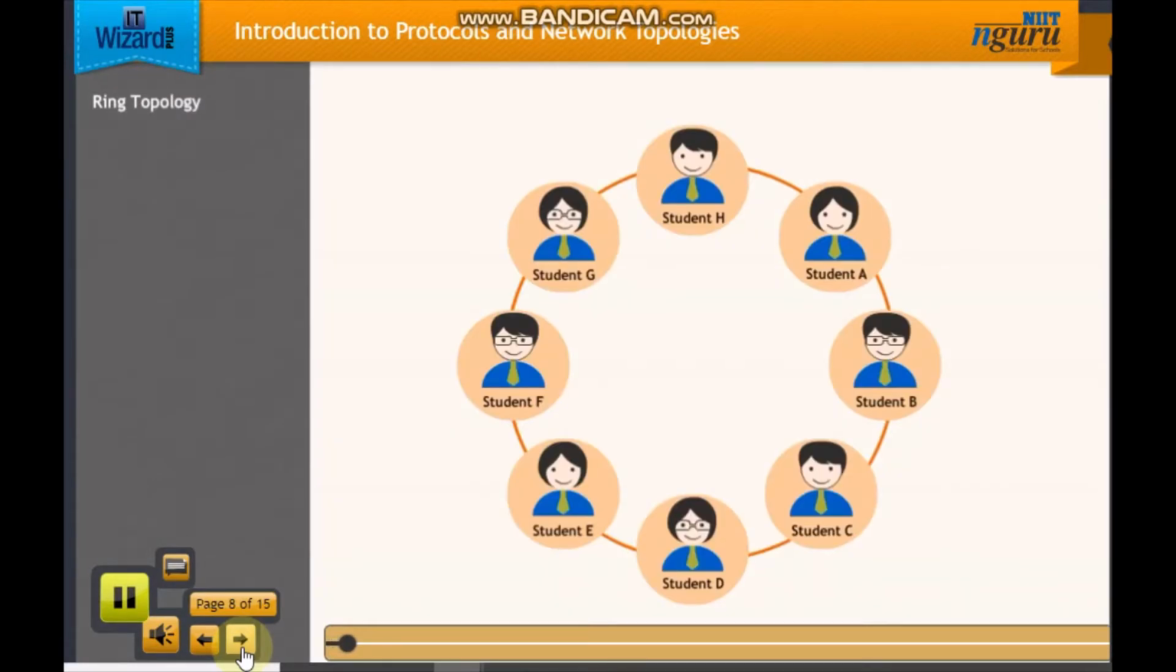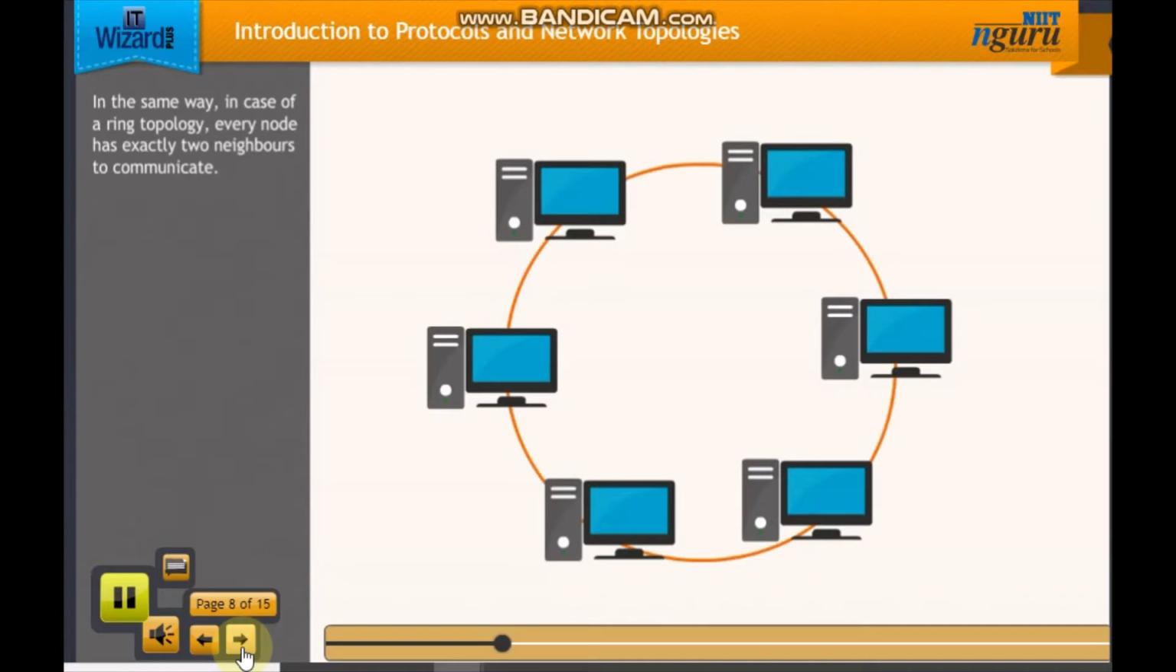Consider an analogy where students sit in a circular arrangement and play a musical game in which they need to pass the parcel to their immediate neighbors when the music is played. When the music is paused, which means that the ring fails, whosoever holds the parcel cannot pass it till the music resumes. In the same way, in case of a ring topology, every node has exactly two neighbors to communicate.